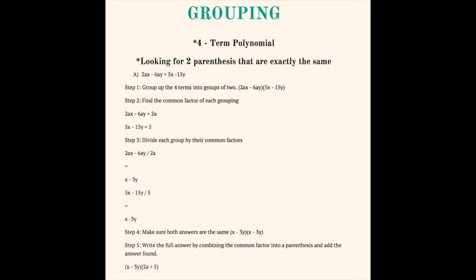Step 4. Make sure both answers are the same. Open parentheses x minus 3y close parentheses, open parentheses x minus 3y close parentheses. Step 5. Write the full answer by combining the common factor into a parentheses and add the answer found. Open parentheses x minus 3y close parentheses, open parentheses 2a plus 5 close parentheses.